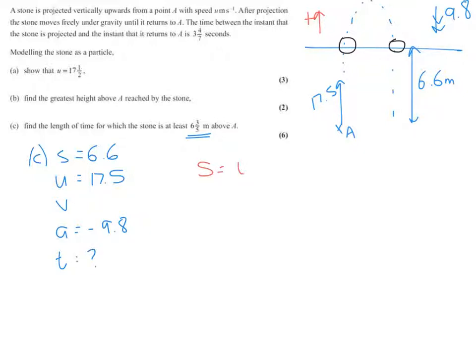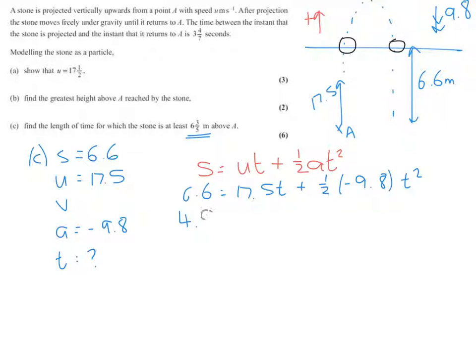So it's going to be s equals ut plus a half at squared. And immediately we know we're solving that for time. We're expecting a quadratic. 6.6 equals 17.5t plus a half times minus 9.8 t squared. First step in solving a quadratic is to get all the terms onto one side and set it equal to 0. So rearranging that will give me 4.9 t squared minus 17.5 t plus 6.6 is equal to 0.